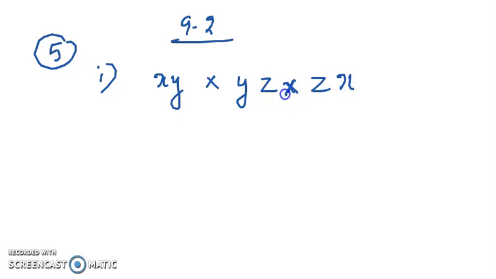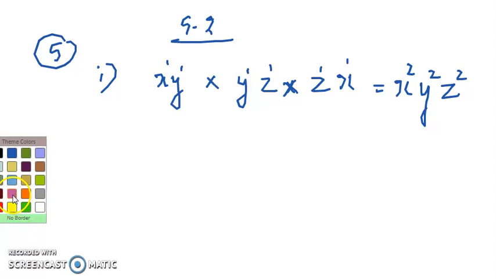Let us count the total number of x: 1 and 2, so x square. Y is also 2, so y square, and z is also 2. So the answer is x square, y square, z square. x to the power 1 and x to the power 1, so total x to the power 2. Then y to the power 1 and y to the power 1, so y to the power 2. z to the power 1 and z to the power 1, so z to the power 2. So the answer is x square y square z square.